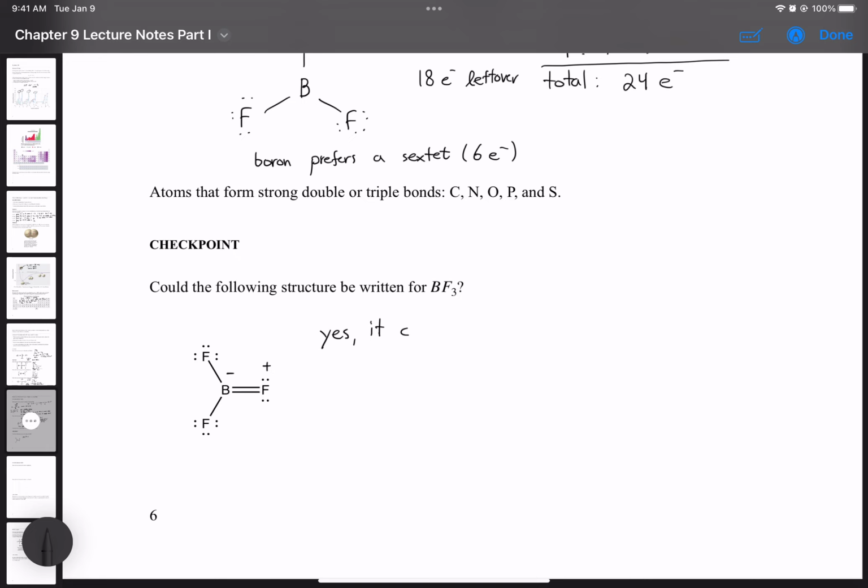Yes, it can, because now all atoms have an octet. So that's a perfectly fine structure. Okay. But however, there's something we need to point out.